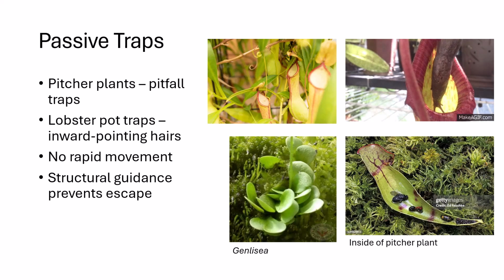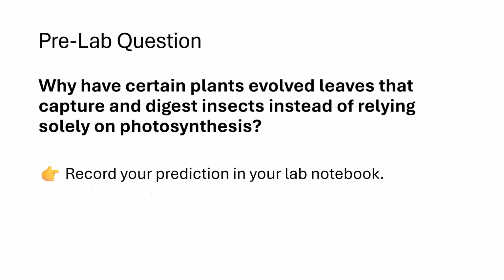Lobster pot traps, found in plants such as Genlisea, corkscrew plants, use inward pointing hairs that guide small organisms into a tubular chamber. The hairs are arranged like the entrance to a lobster trap, easy to enter but difficult to escape. Once again, prey are directed toward digestive regions of the leaf. These traps rely entirely on structural design and directional guidance rather than movement to capture and retain prey.